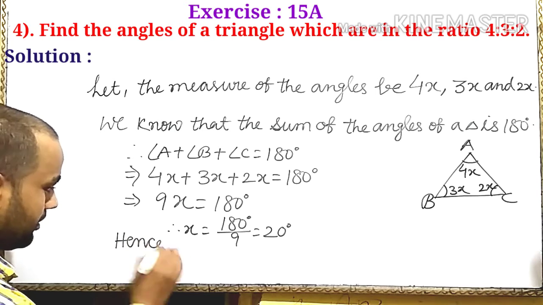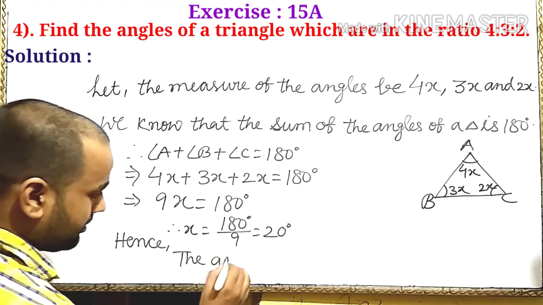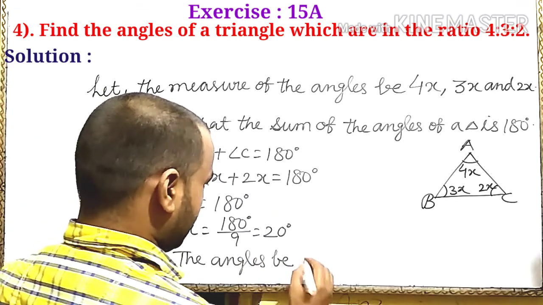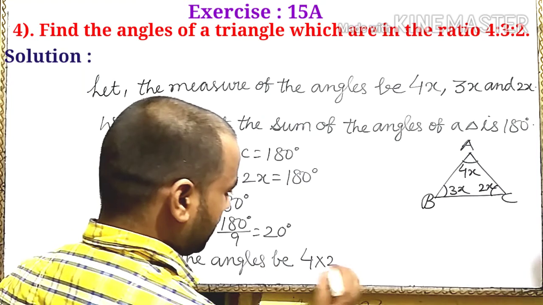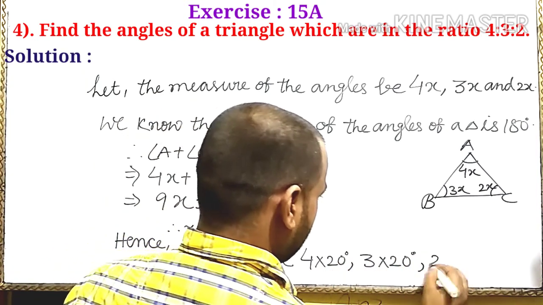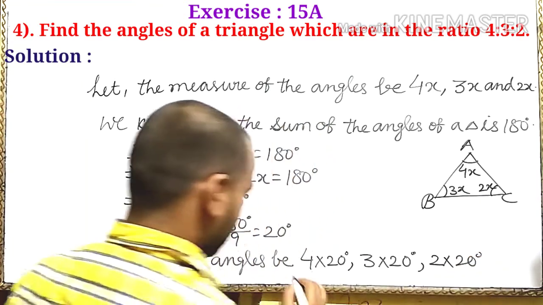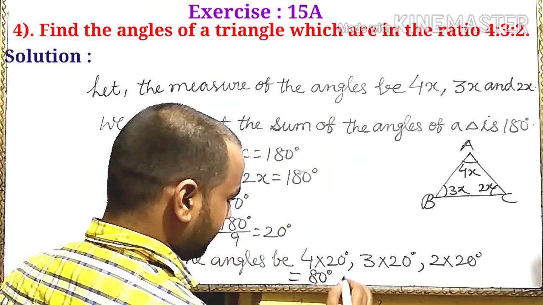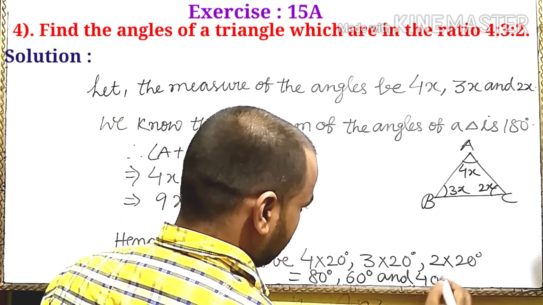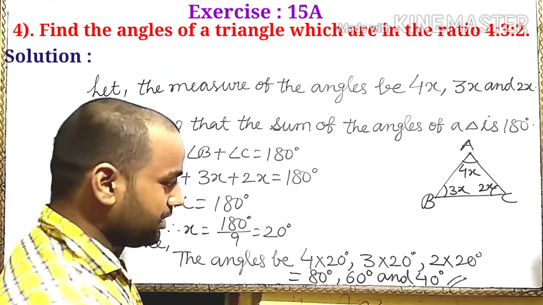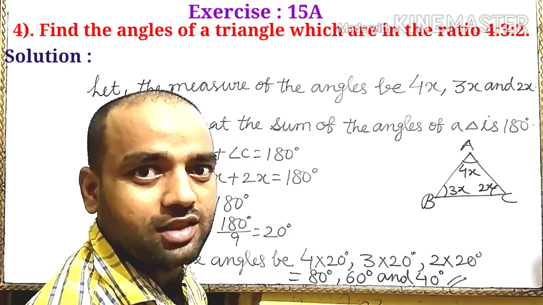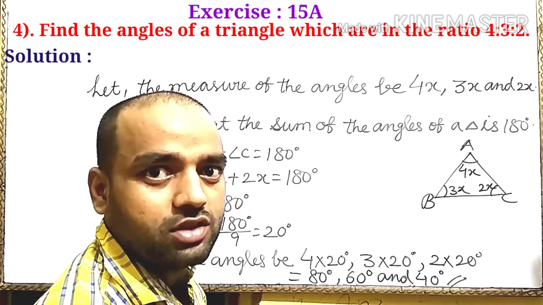Hence, the angles are, first angle 4x means 4 into 20 degree. Next 3 into 20 degree. And last 2 into 20 degree. Therefore, 80 degree, 60 degree and 40 degree. The required angles are 80 degree, 60 degree and 40 degree. This is your required answer. Is it clear? Now let us discuss question number 3.